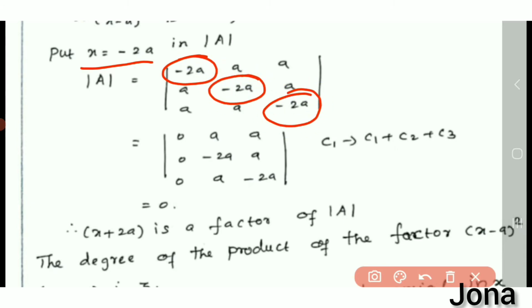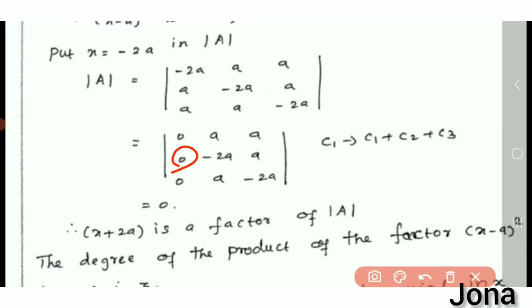From this we can simplify with C1 replaced by C1 plus C2 plus C3. That means minus 2a plus a and plus a. That means 2a minus 2a, that is 0. The second column and third column we write as it is. Likewise, in this place, how do you get this 0? a minus 2a plus a. If you add the 3 things, we get 0.